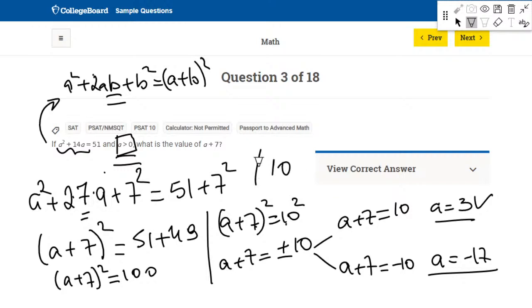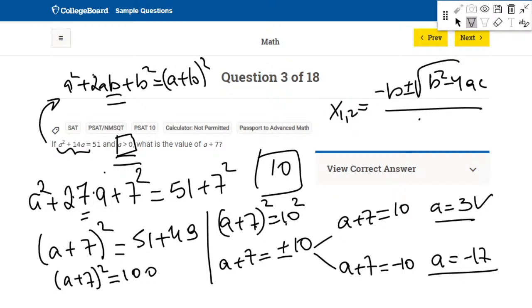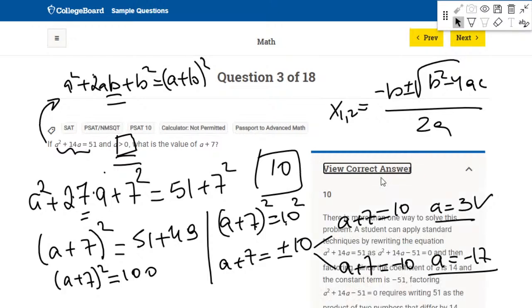Or we would need to use our very famous equation: x1 or x2 equals minus b plus minus square root of b squared minus 4ac divided by 2a. Any way you prefer. So the answer is 10. Let's go to the next question.